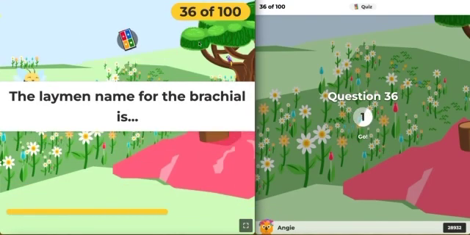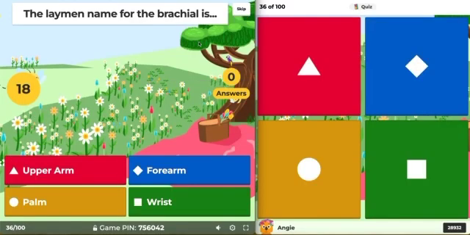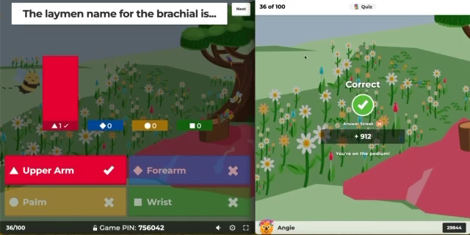The layman name for the brachial is your upper arm. So when you're going from your upper arm to your fingertips, there's a very specific way, and we'll get into that in the following slides. But for now, the brachial is your upper arm. That's going to be from where your shoulder connects down to about above your elbow.